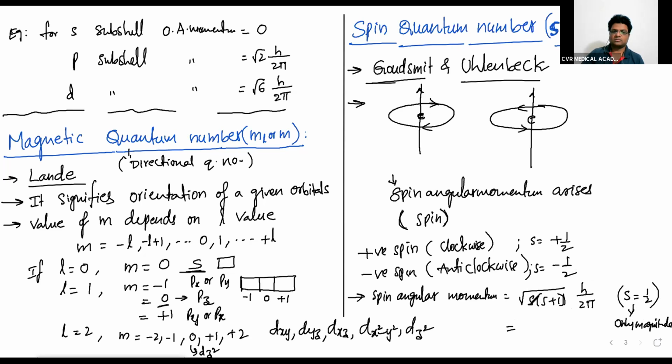Then what is that value? 1 by 2 into 1 plus 1 by 2, that is 3 by 2, so it is root 3 by 4, h by 2 pi, or root 3 by 2 times h by 2 pi. This is a fixed value. Spin angular momentum is a fixed value. It's not like orbital angular momentum. When the l value changes, the orbital angular momentum value also changes, but spin angular momentum will be the same for a given electron.